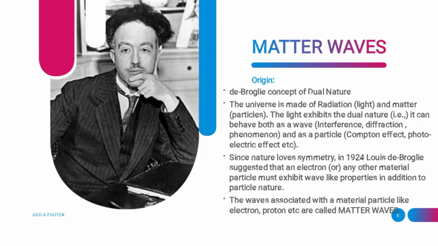Next, what is a matter wave? The wave associated with material particles like electron, proton, etc. are called matter waves. It's a concept of de Broglie. Since nature loves symmetry, in 1924, Louis de Broglie suggested that an electron or any other material particle must exhibit wave-like properties in addition to particle nature. It exhibits dual nature, he says.